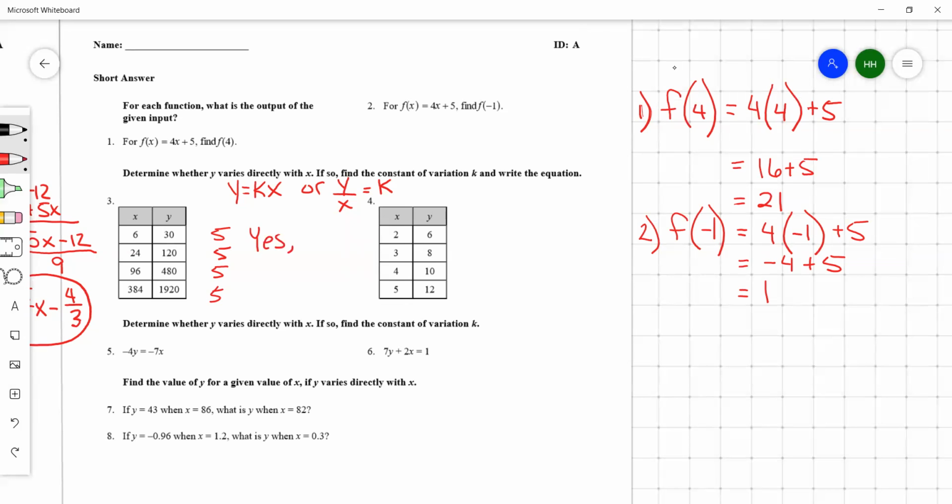Find the constant of variation and write the equation. All right. Your constant of variation is going to be 5. So y equals 5 times x. In this second table of values, 6 divided by 2 is 3, 8 divided by 3 is not 3, is it? It's not 3. So no.